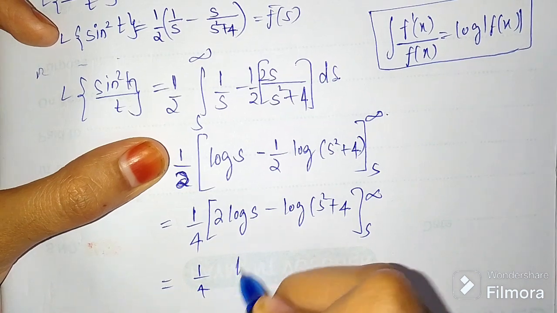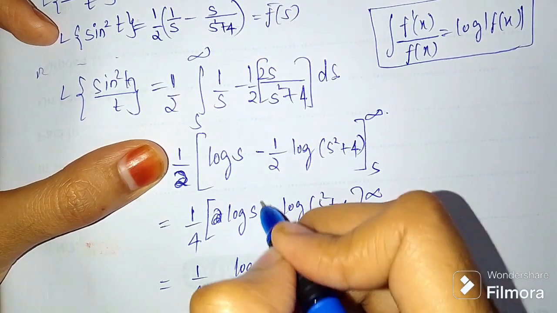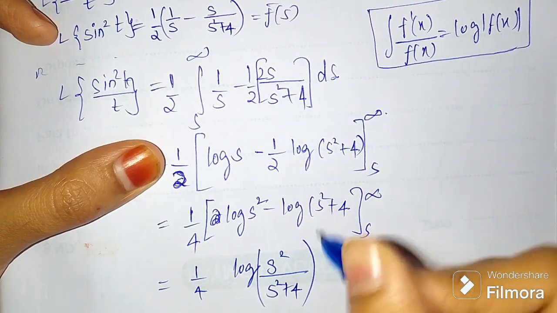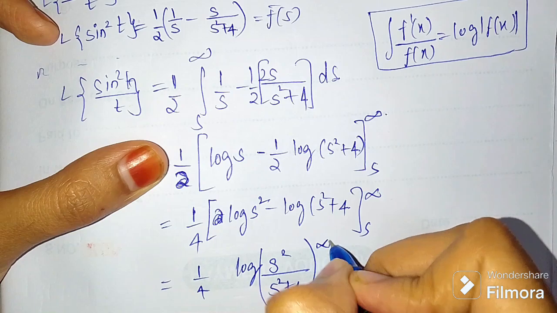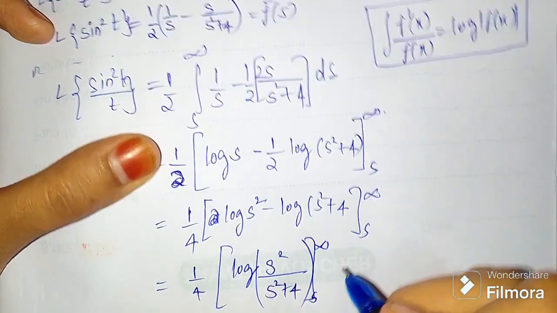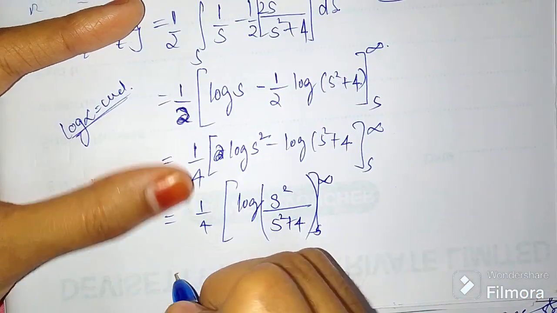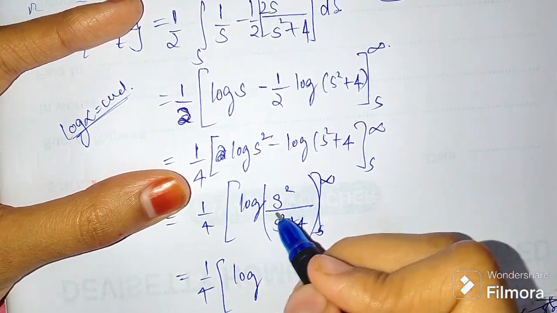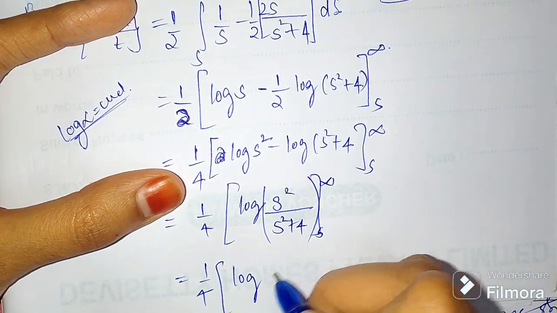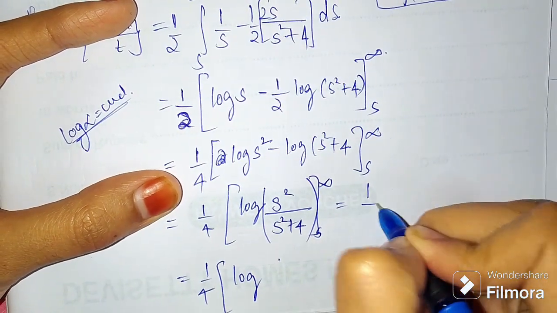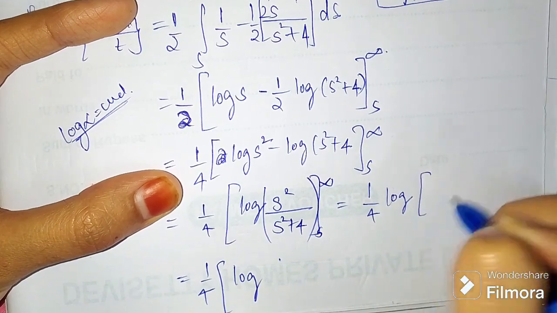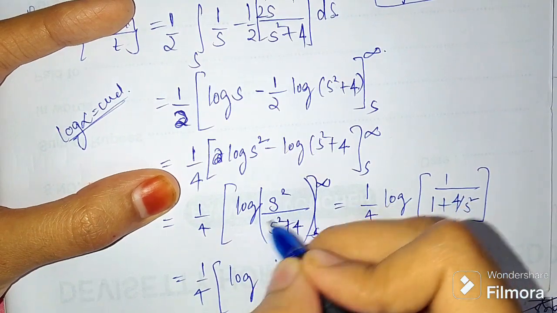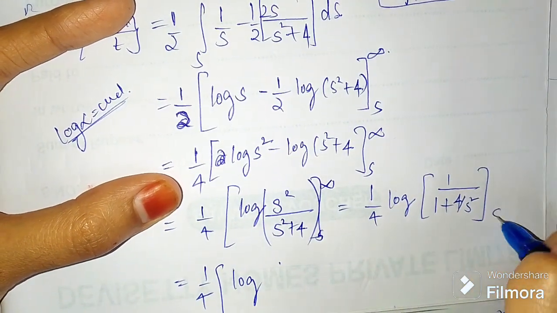Which is 1 by 4 log, I am taking this 2 up, okay? Log of s square by s square plus 4, which is, now we will be applying limits for this, which will be 1 by 4 log, here also I can take s square common. Then I'll write here 1 by 4 log 1 by 1 plus 4 by s square. I took s square common and cancelled. So now we'll apply limits.